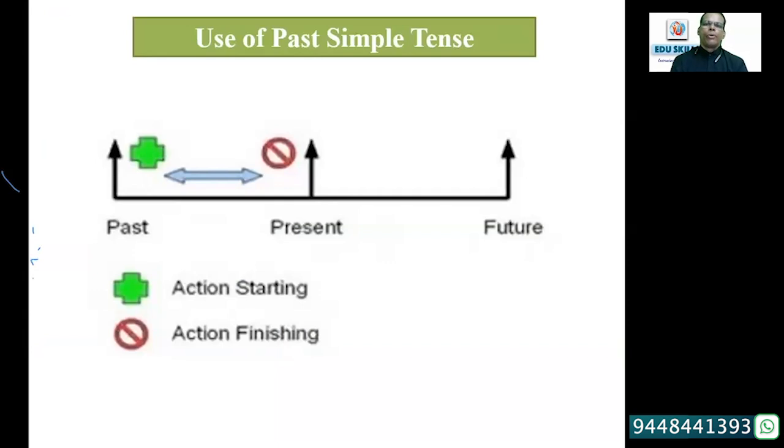We are going to the next one. Use of past simple tense. So the perfect is over. Next is past simple tense. See the timeline. This is present, this is future, this is past. So the past simple is used for something that happened in the past, already over, with no connection to the present. The action starts and ends in the past. Simple past tense will be used. There is no connection to the present.